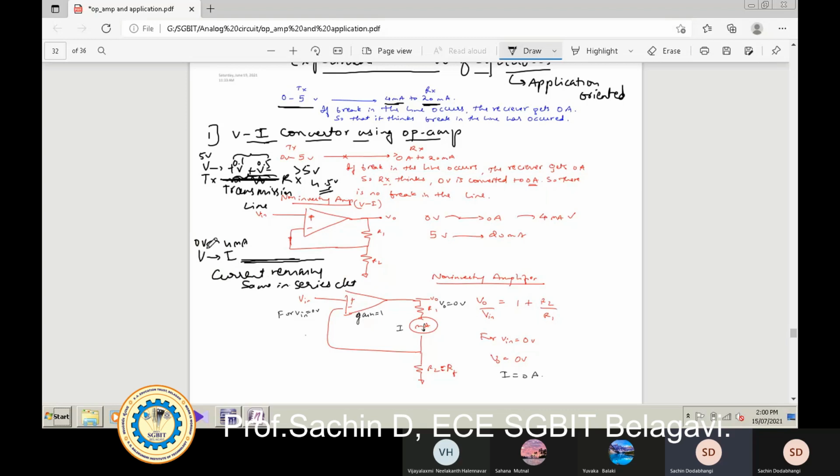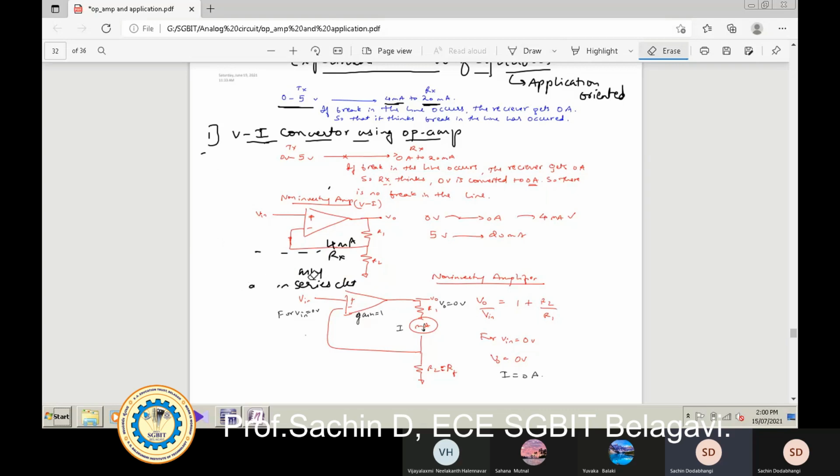That's why we need to convert voltage to current and transmit that current through the transmission line. The receiver side will receive exactly 4 milliampere if 4 milliampere is sent. There is no loss of current in this series circuit. Now coming back to this diagram, how do we design the V to I conversion? A simple non-inverting amplifier can convert our voltage to current, but the main drawback is that for 0 volt, the output will be 0 ampere.